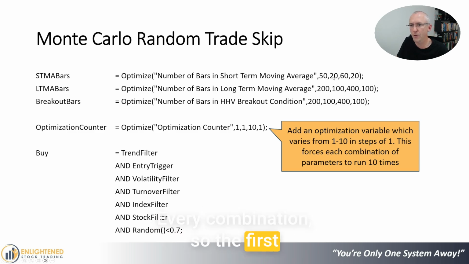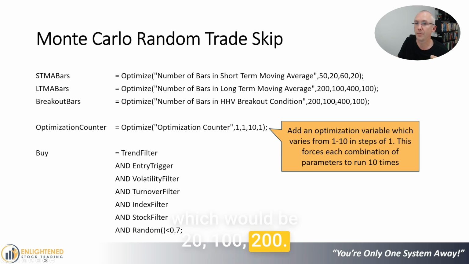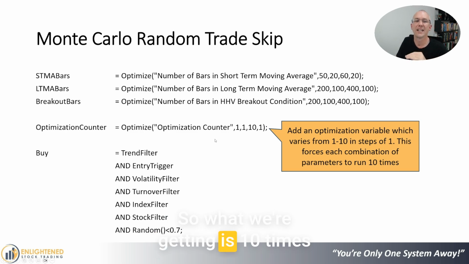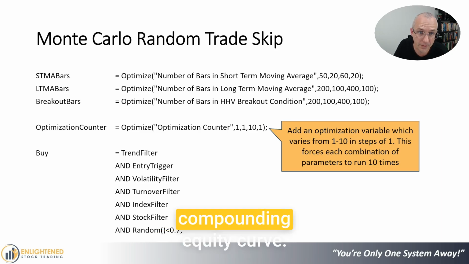Every combination, so the first combination would be 20, 100, 100, and it would run once. And then the optimization would run again with 20, 100, 100, but a different random number will generate for every single trade. And it'll do that 10 times before stepping to the next combination, which would be 20, 100, 200. And then it'll run that combination 10 times. So what we're getting is 10 times as many equity curves, if you like, or results than what we were getting before from the standard compounding equity curve.